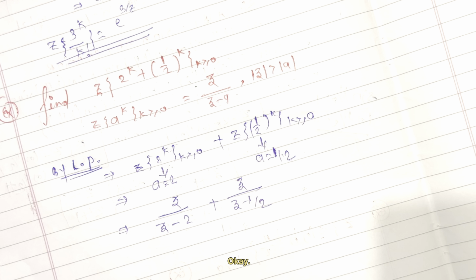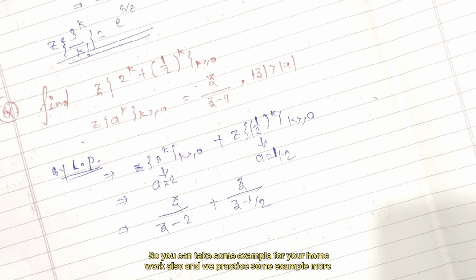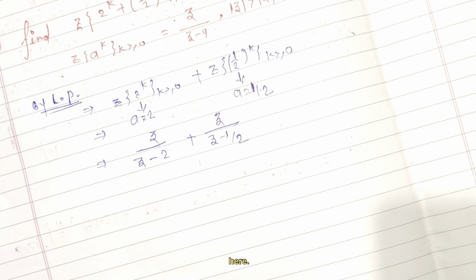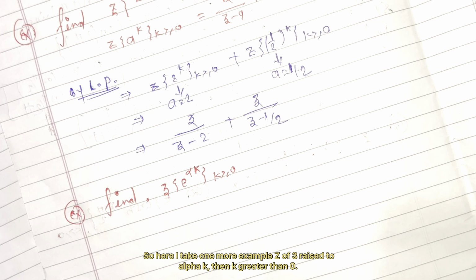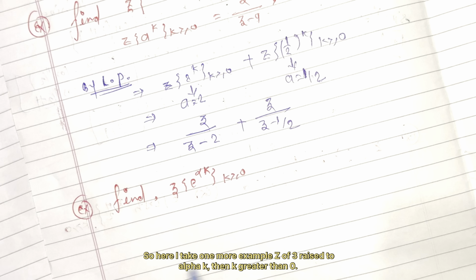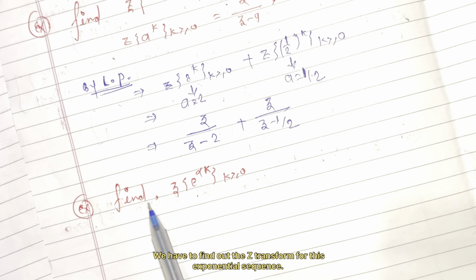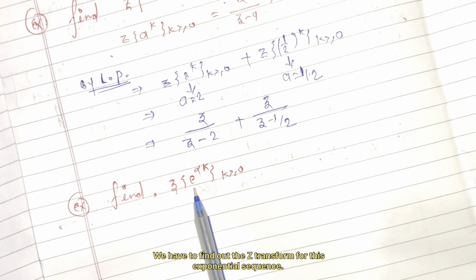So we go for some more examples. You can take some examples for your homework also, and we practice some more examples here. Let me write one example. Here I have taken one more example: Z of e raised to alpha K, when K is greater than or equal to 0. We have to find the Z transform for this exponential sequence.